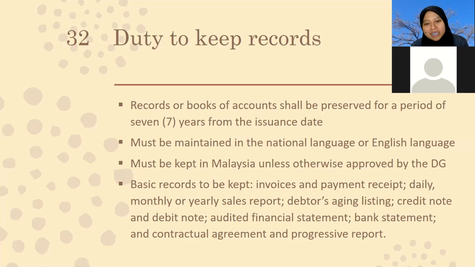Examples of basic records to be kept: invoices, okay, payment receipts. These are all documents that you need if you want to prove the amount of the tax that you have paid. Okay, invoices, payment receipts, daily, monthly, or yearly sales reports. Okay, this is important for you to show your threshold. Debtors aging list. Okay, especially when you have your bad debt, credit note, debit note, audited financial statement, bank statement, and contractual agreement and progressive reports. Okay, these are examples of the basic records that you need to keep in case you are being audited.